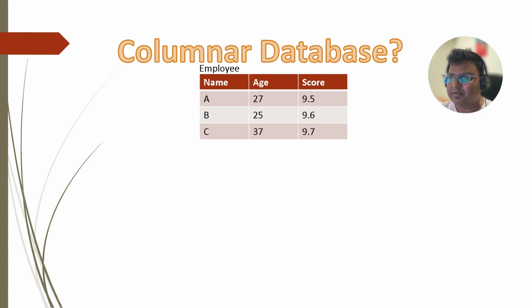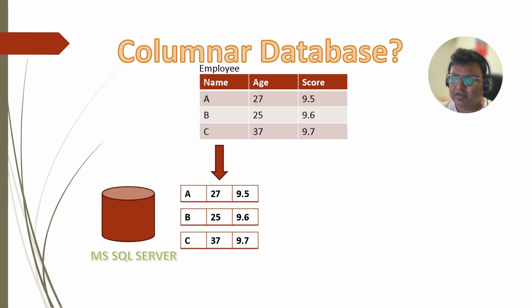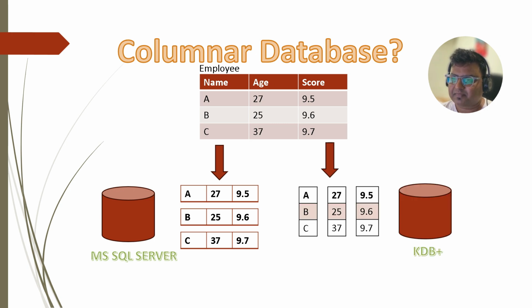For a columnar database, let us consider I have an employee table, which only has name, age, score as fields. How will Microsoft SQL Server, which is a row-based database, store those fields? It will store row-wise, for example first row A, then 27, 9.5, and similarly other rows onto the disk. Whereas a columnar database will store the column values separately, like A, B, C, then 27, 25, 37. That's one column, and then another column.